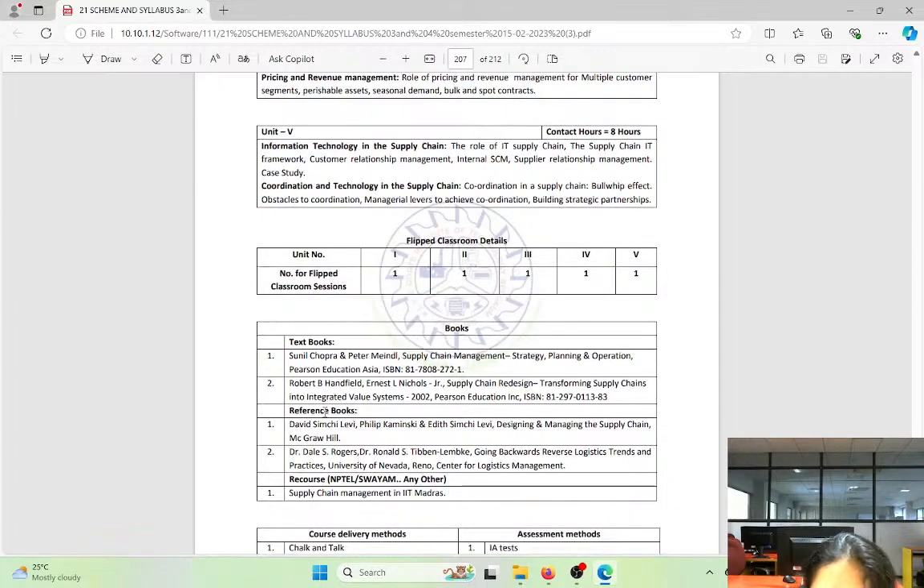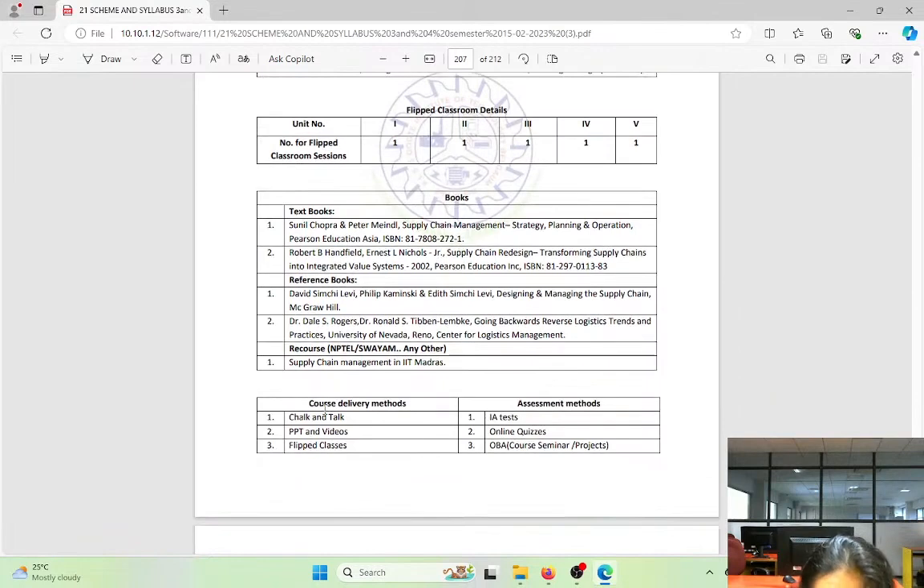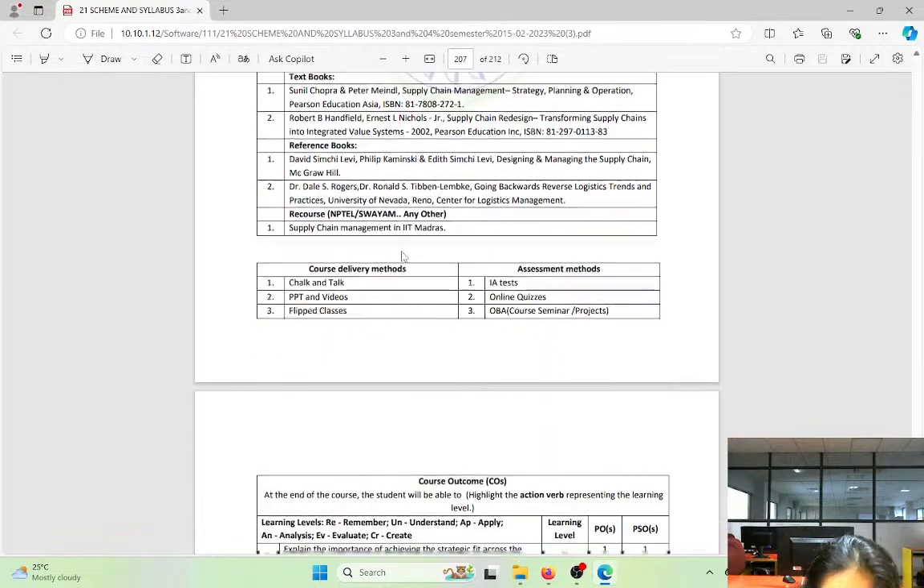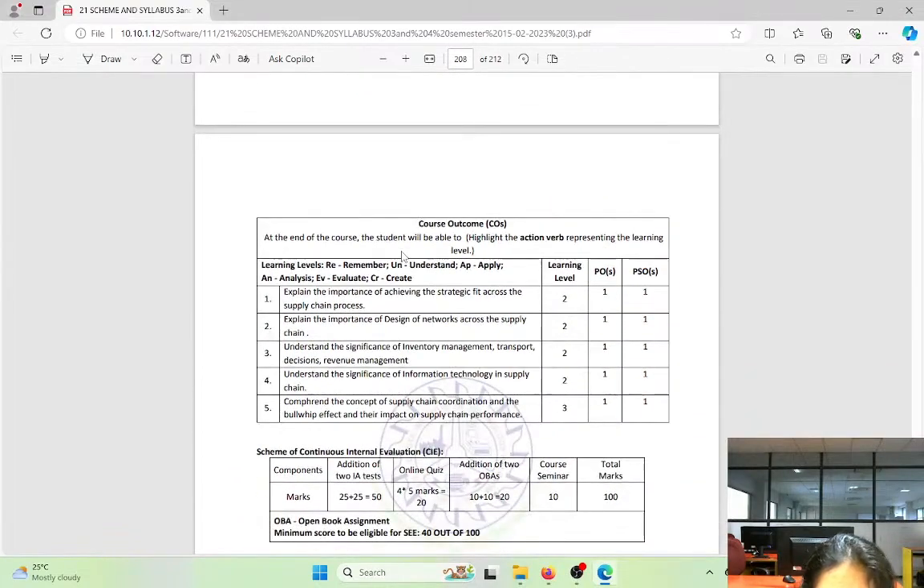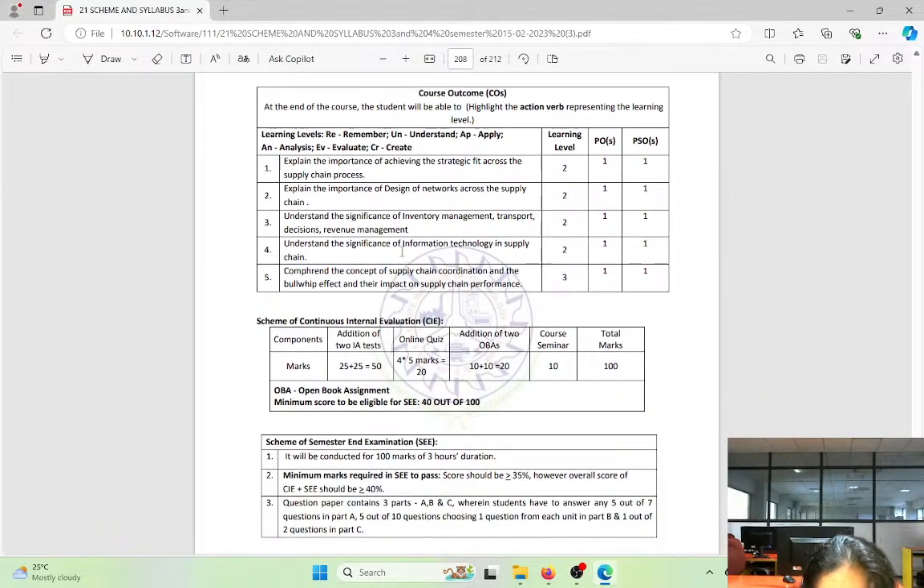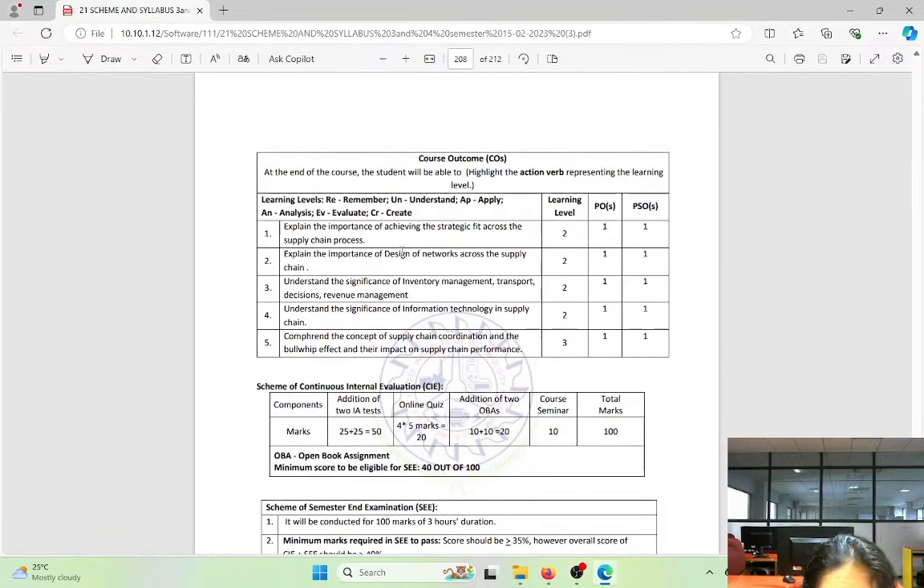We will also be having five classes for this, and the book which we can refer for this is Sunil Chopra, which covers 95% of our syllabus. We can refer to the second, third, and the most recent, the fifth edition of Sunil Chopra's Supply Chain Management. These are the course learning outcomes, for example, explain the importance of achieving strategic fit across the supply chain process.